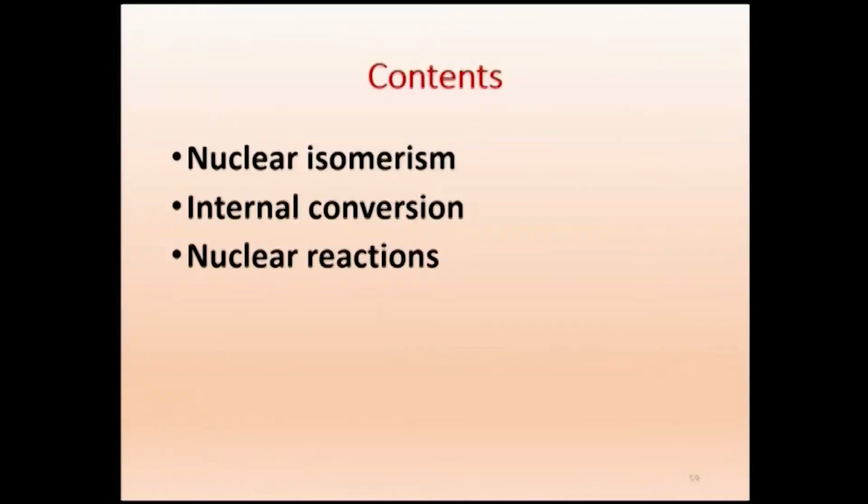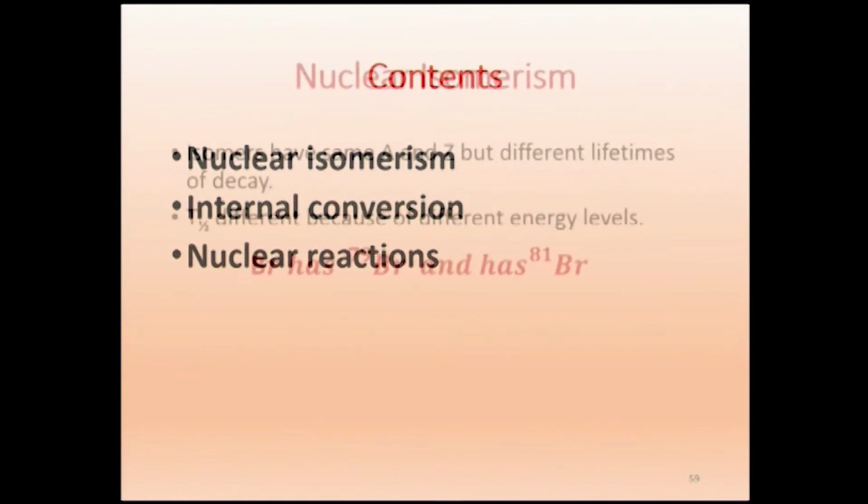So, let us continue with nuclear and particle physics. We have been discussing beta decay. Now, we shall discuss gamma decay and more details of gamma decay. We shall outline nuclear isomerism, internal conversion and nuclear reactions.